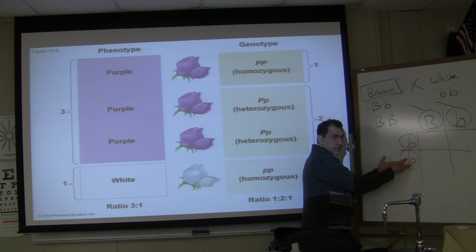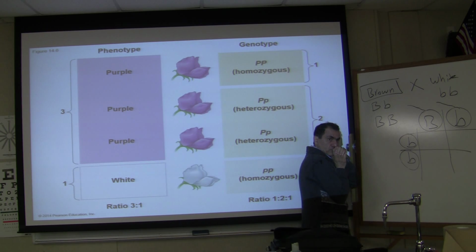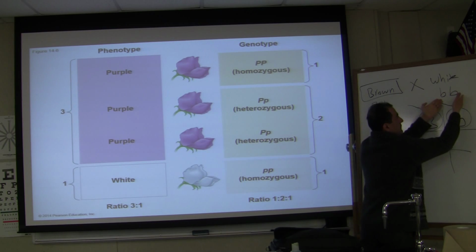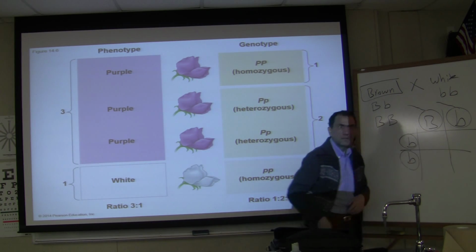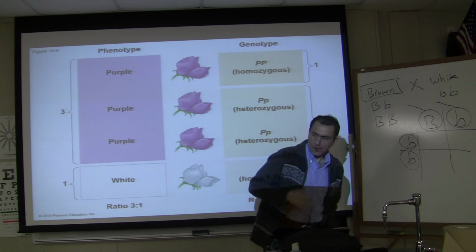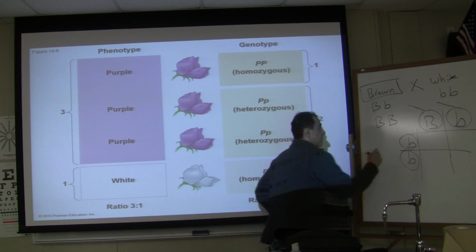Am I making some sense, everybody? Yes. So if you're trying to find out if it's homozygous or heterozygous, you always have to cross it with something homozygous? Homozygous recessive, yes. Always. Every time. And then what will happen, what will I have?